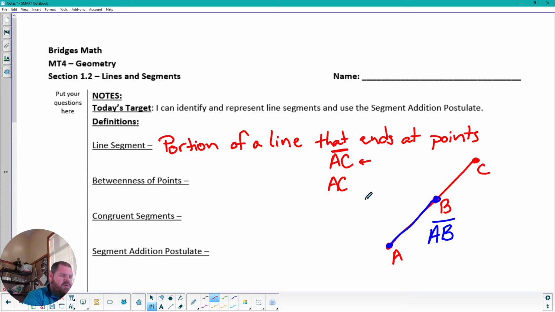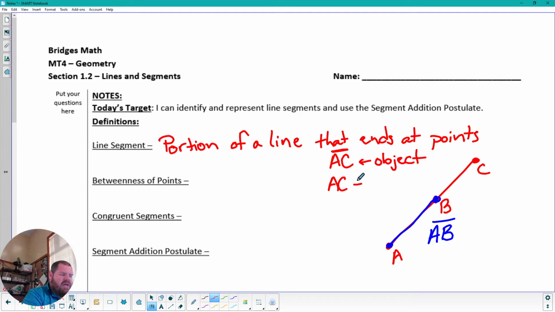What I really want you to grasp is that when I have AC with the segment symbol over it, saying line segment AC, I want you to think of that as an actual tangible object, something that you can touch, move, turn around, spin around. It doesn't matter how it looks in space. That is the object, AC. It is the physical line segment. Think of it like a stick.